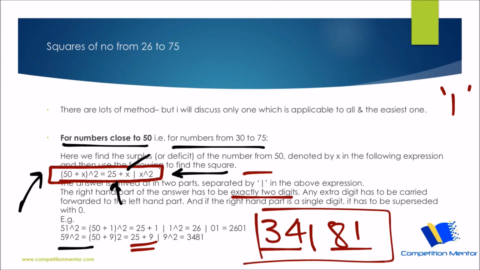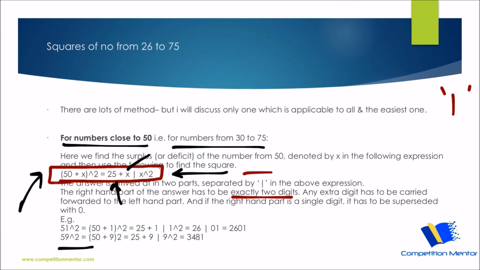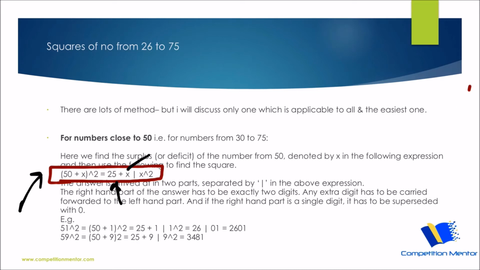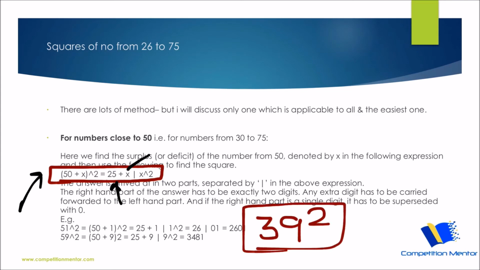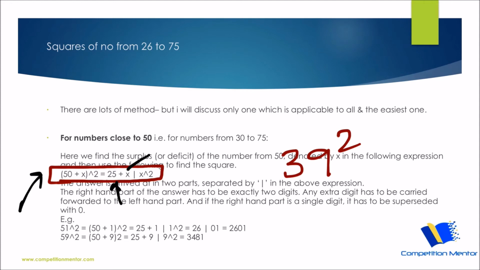Now let's discuss a case where there is a deficit. I have not placed any deficit in this one, so I'll do one example and try to finish it off. Now try to solve this one. 39 square. Try it, pause the screen, try it yourself with the logic which you have understood. So 39 square, the reference point should be 50. How much less is 39 from 50? That is 11 less.